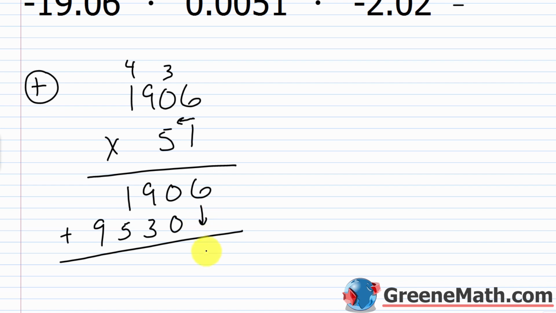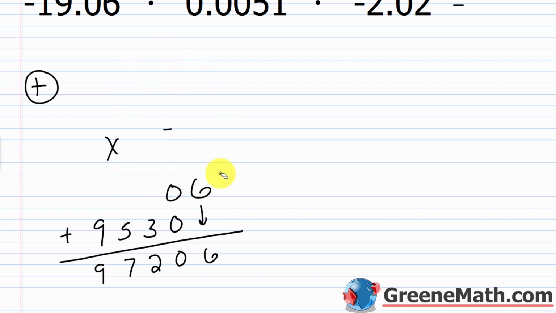Bring down the 6. 0 plus 0 is 0. 9 plus 3 is 12. 2 down, carry the 1. 1 plus 1 is 2, plus 5 is 7. Bring down the 9. So I get 97,206. So let me write that here, 97,206.